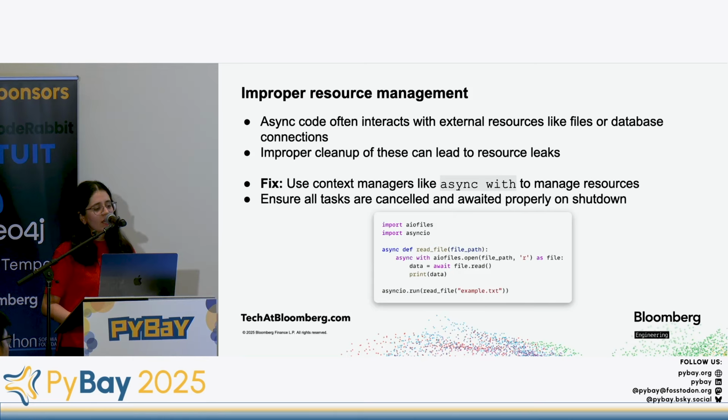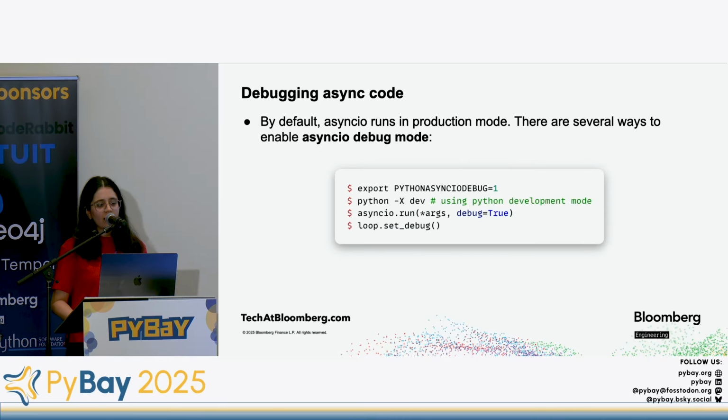The next one is improper resource management. Since async code often interacts with external resources like files and database connections, improper cleanup of these can lead to resource leaks. The fix for this is using context managers like async with to manage resources. This ensures that all the resources are properly cleaned up before shutdown. So we looked at some of the common mistakes while using asyncio and some of their fixes.